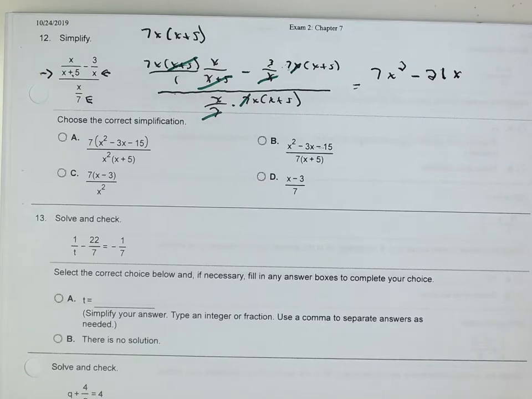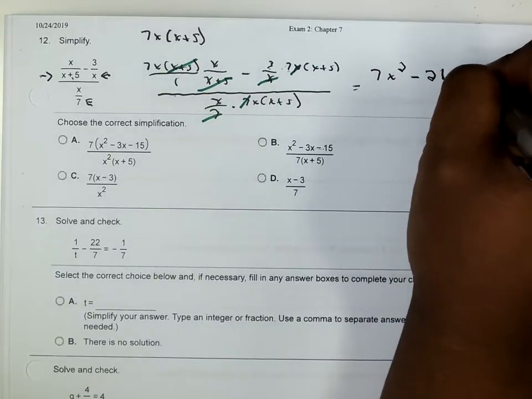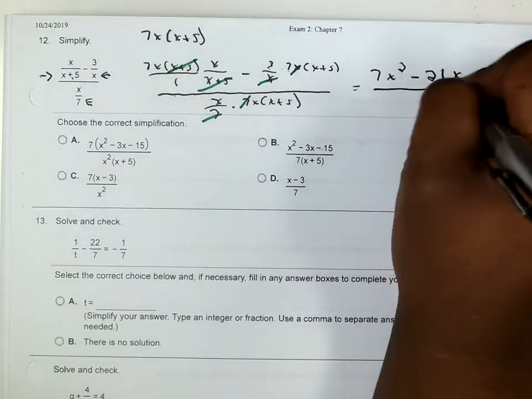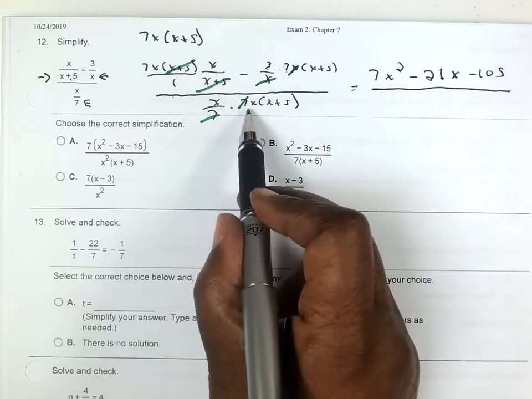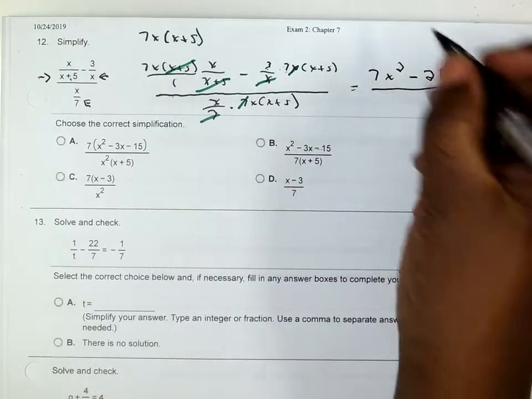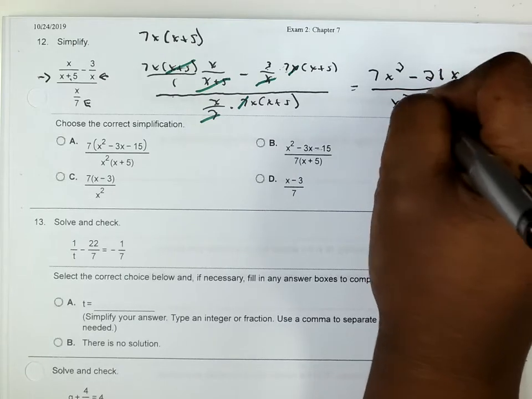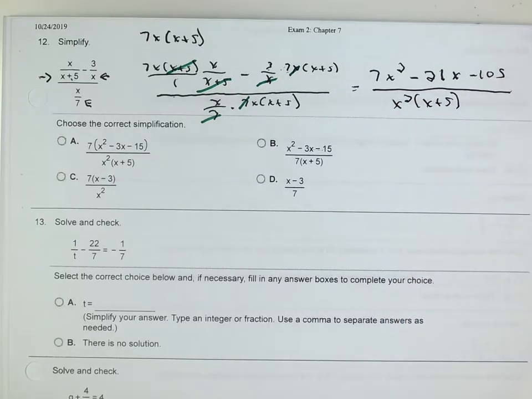Oops, my calculator. And that gives me negative 105. On the bottom, just the 7's cancel, so I have x times x, which is x squared, times x plus 5.